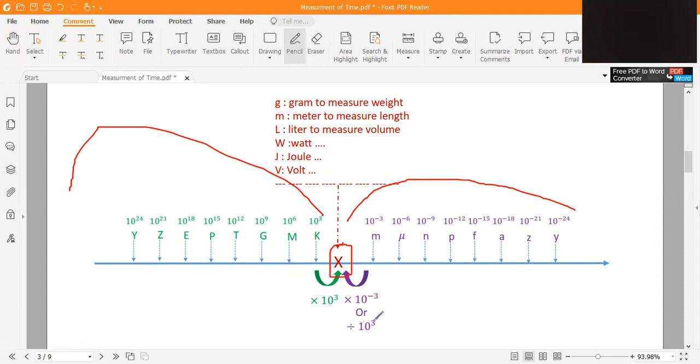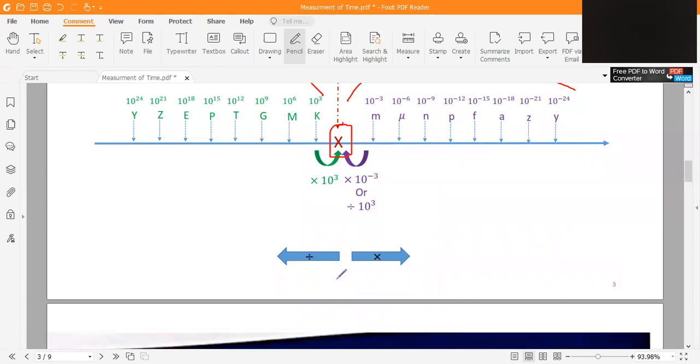Okay, normally we should know that if we are moving from left to right, we should multiply. And if we are moving from right to left, we should divide. When we are moving from right to left, it means that we are moving from a smaller unit of measurement to a bigger one.